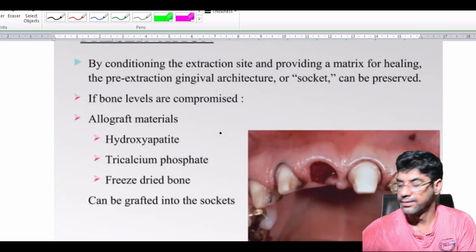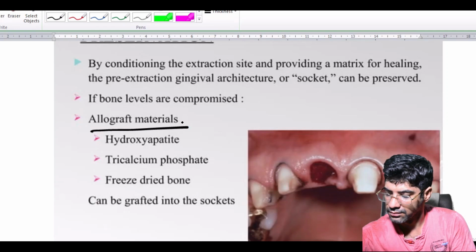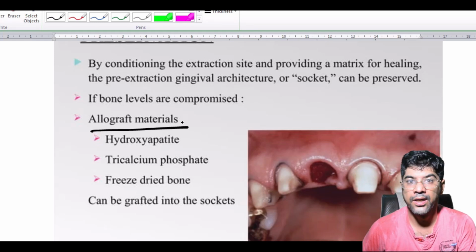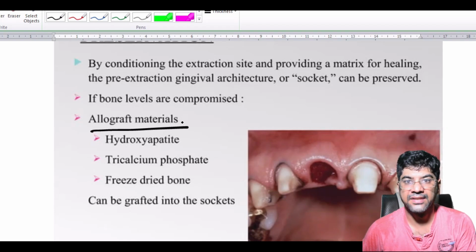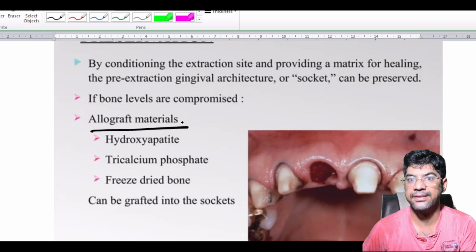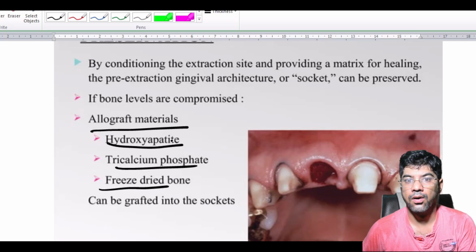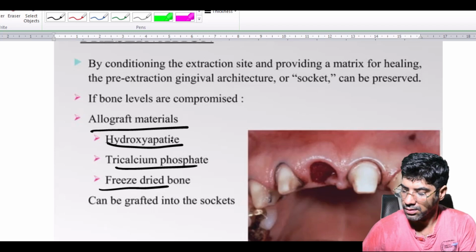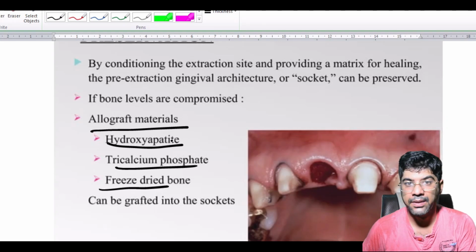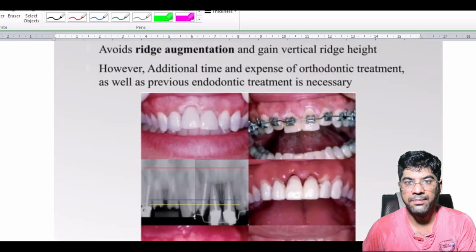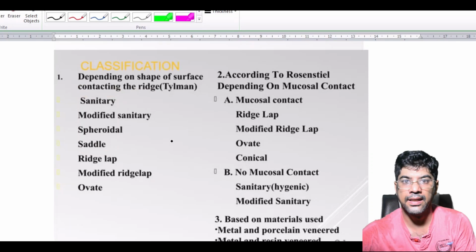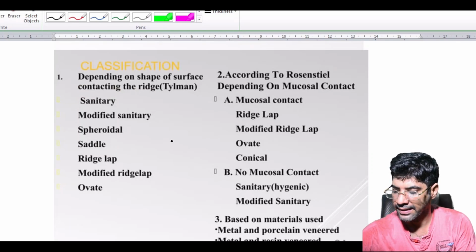So these are the various allograft materials that we can use. Allograft materials provide a scaffold that promotes bone regeneration and maintains the ridge dimension. We can use hydroxyapatite, a calcium phosphate material that is highly biocompatible and osteoconductive. We can use tricalcium phosphate or freeze-dried bone. So these three allograft materials can be used. During the extraction process, the clinician may pack the socket with one or more grafting materials to maintain the height and the width.